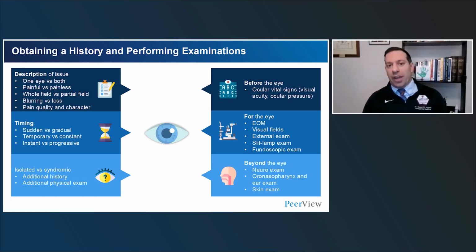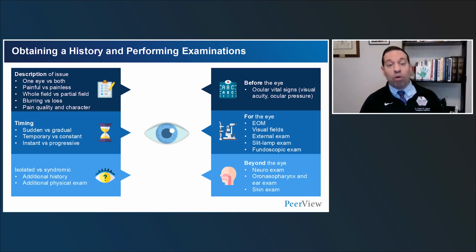When it comes to the physical exam, I am a simple man and I like simple things. The way that I break this down for people that I work with is I consider before the eye, for the eye, and beyond the eye. This allows me to start saying, okay, before the eye, what are the ocular vital signs? What's the pressure, the acuity? I'm assessing every bit of the external and internal exam. I'm moving into the for the eye portion of the exam when I'm sitting down with my slit lamp or I'm doing my fundoscopy.